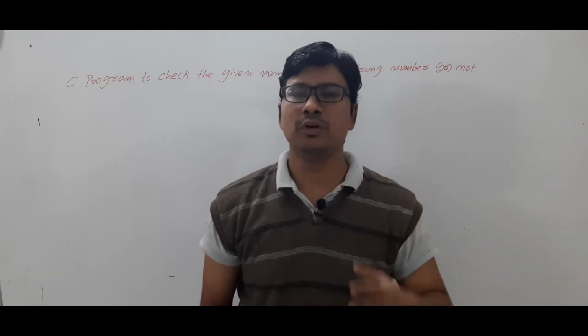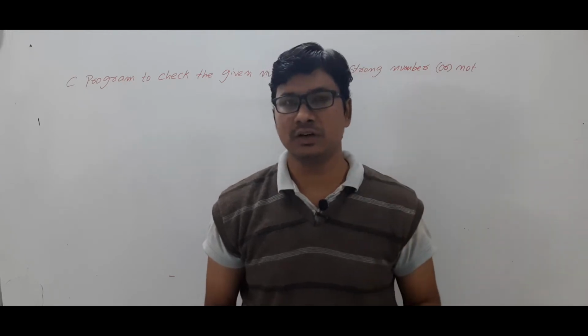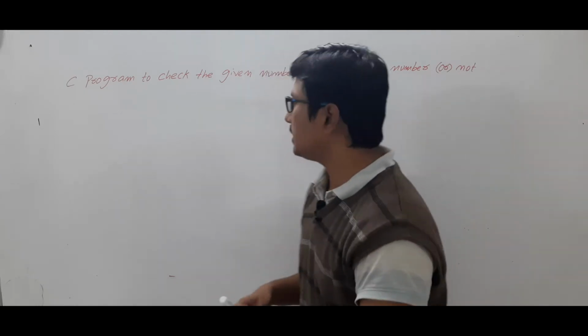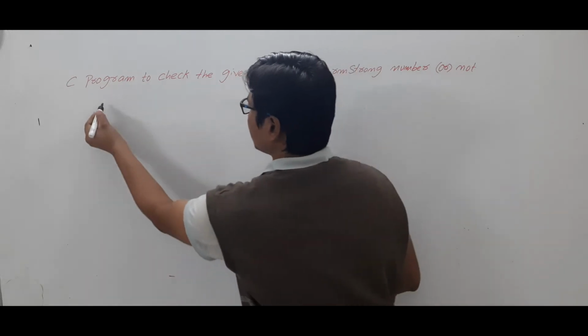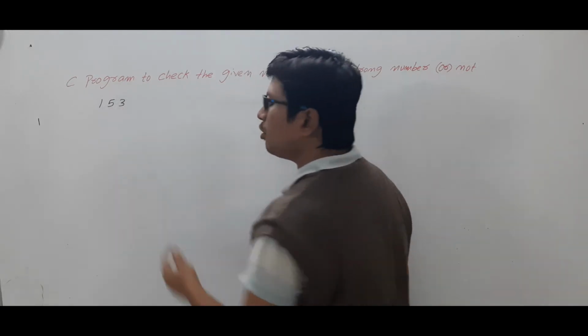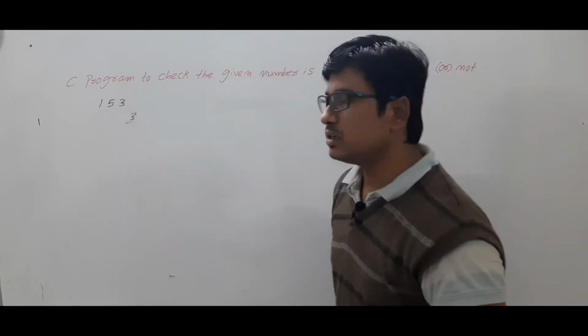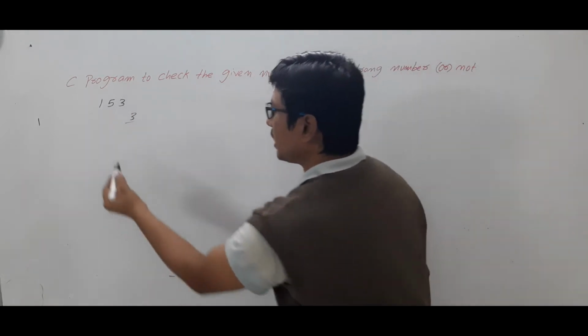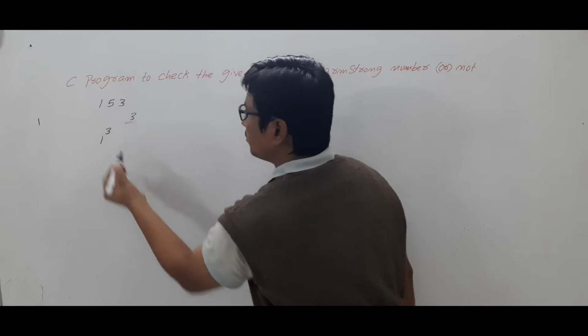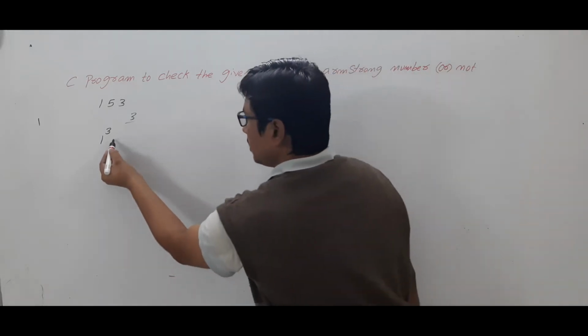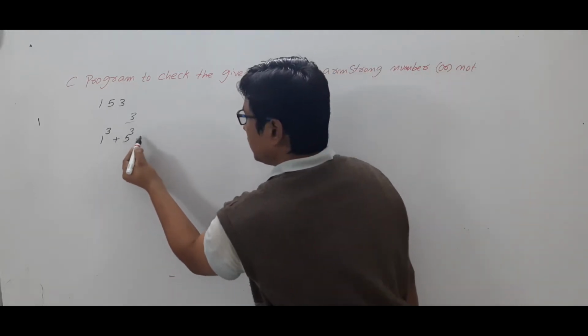Before discussing the program, let me discuss what is an Armstrong number with an example. Let's take that you have a number 153. Now compute how many digits are there. The number of digits in this number is 3. So you take the individual digit and compute the cube of it. So 1 power 3 and 5 power 3 and 3 power 3.